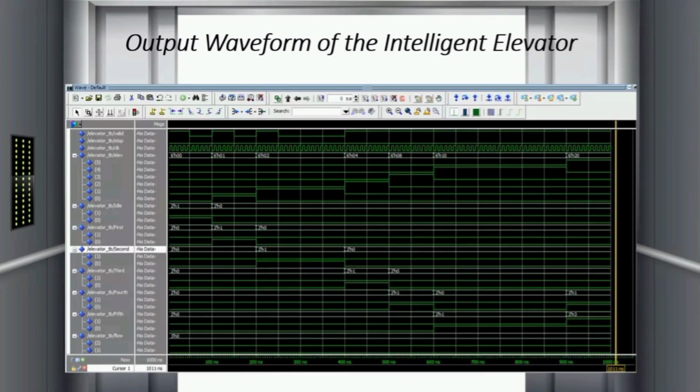In slide 15, it shows the full waveform of the whole system of the intelligent elevator. This figure represents all of the systems and variables of an intelligent elevator to function, like clocks, floor levels, floor states, and the flow of the elevator, either on an upward motion or downward motion.